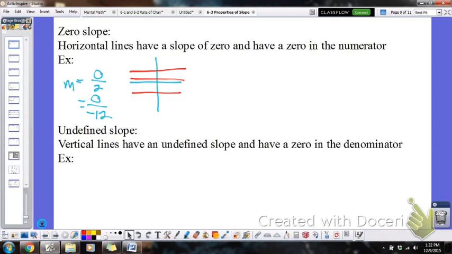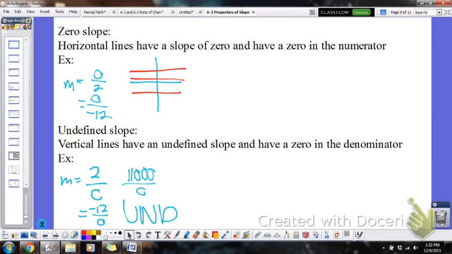And an undefined slope: vertical lines have an undefined slope and have a 0 in the denominator. So this time, with undefined slope, we have a 0 in the denominator. So something like 2 over 0, or negative 12 over 0, or 11,000 over 0. Doesn't matter. Divided by 0, we'll have an undefined slope. So any vertical line, something like these, those are all vertical lines that have an undefined slope.